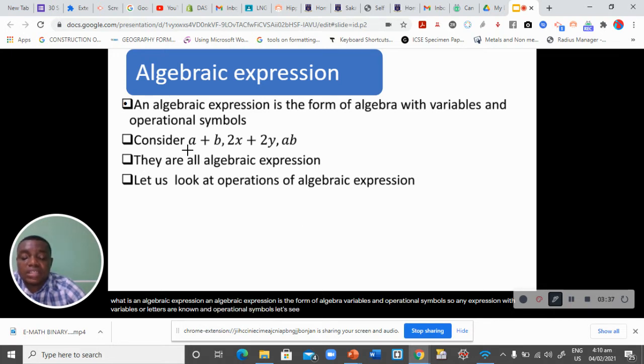Let's check examples. A plus B is an algebraic expression. 2x plus 2y is also an algebraic expression. AB is an algebraic expression because A is multiplying B. They are all algebraic expressions. So we have to look at operations of algebraic expressions.